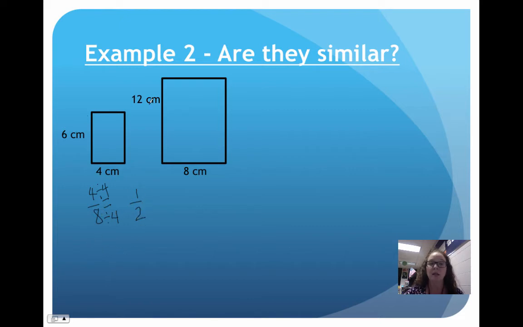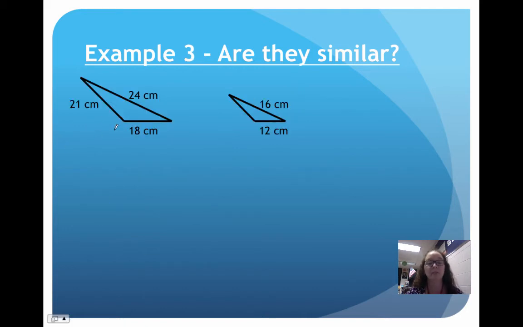The long sides of the rectangle, we have 6 centimeters and 12 centimeters. Greatest common factor is 6. 6 divided by 6 is 1. 12 divided by 6 is 2. So our ratios are the same, and these rectangles are similar.